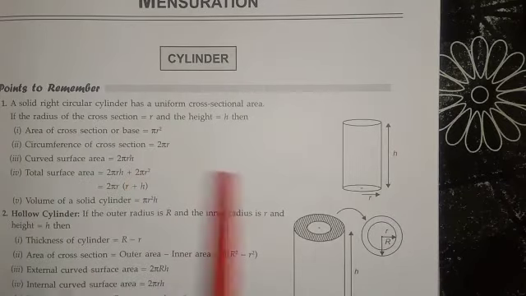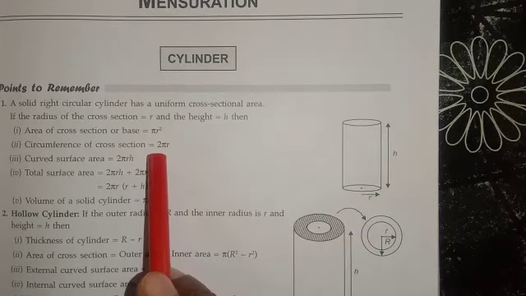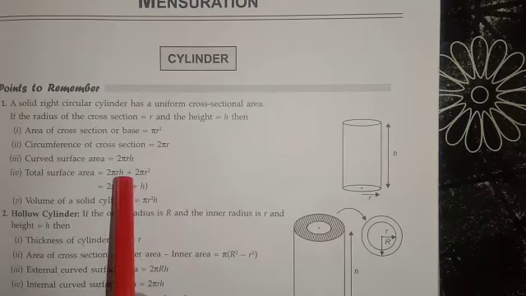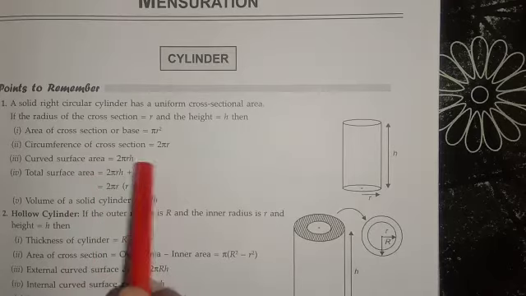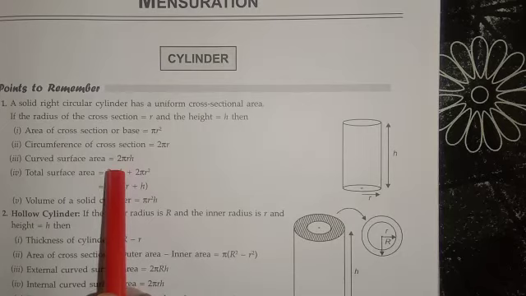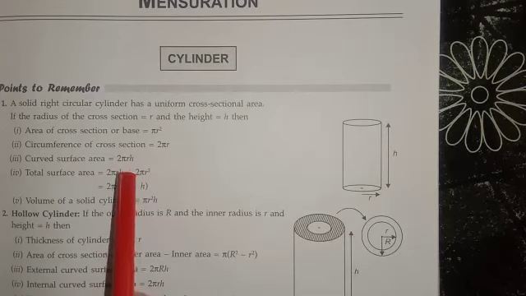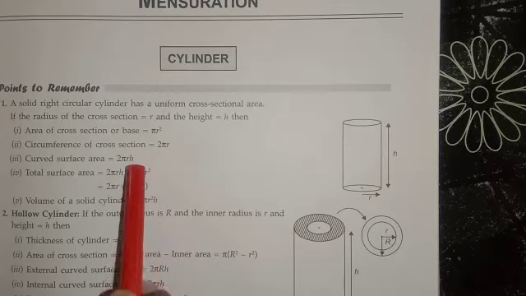Circumference of the cross section is what? 2 pi r, that is equivalent to the circumference of a circle. Curved surface area formula is 2 pi r into h, that is circumference of the base into height. Curved surface area of a right circular cylinder, solid cylinder, is 2 pi r h, which means circumference of the base into height.